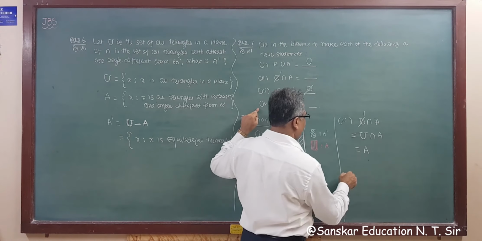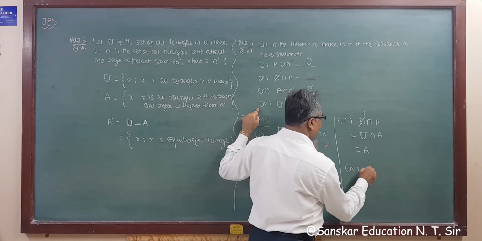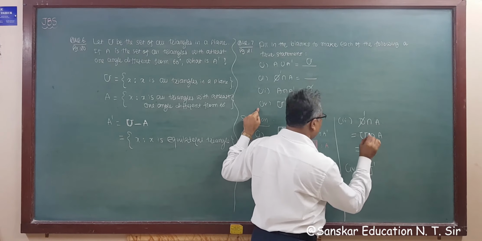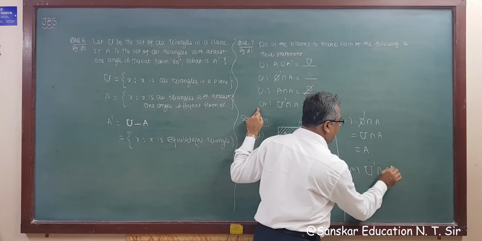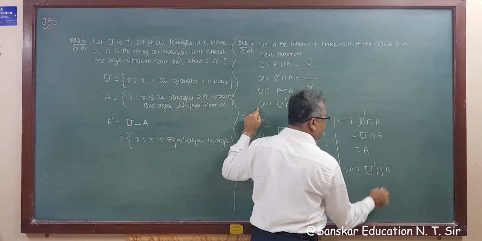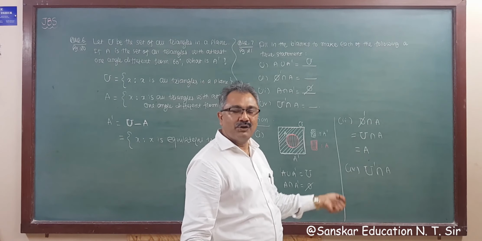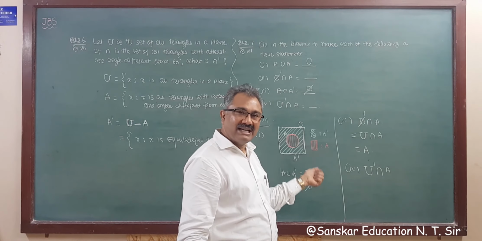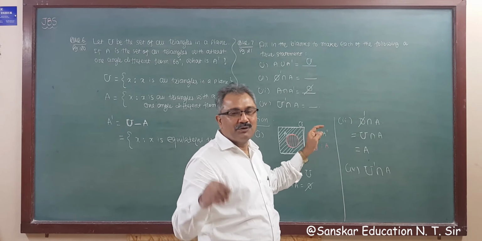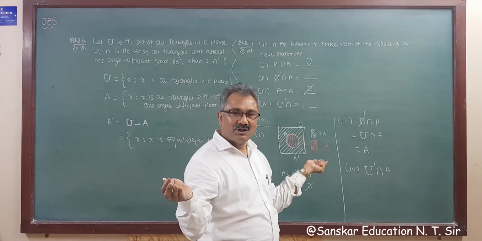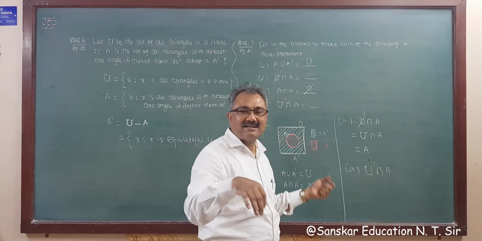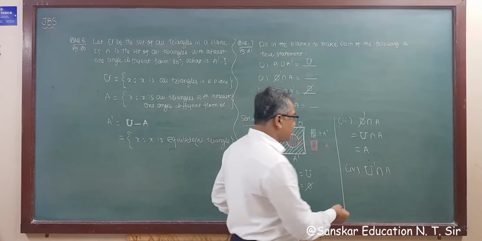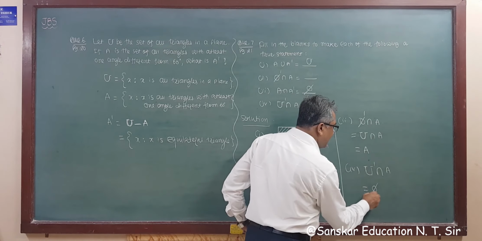And the fourth one. U' intersection A. Now the complement of the universal set U is the empty set, because in the universal set all elements are there. So the complement of the universal set is nothing. There are no elements. That is the null set, the empty set, phi. So this is equal to phi.